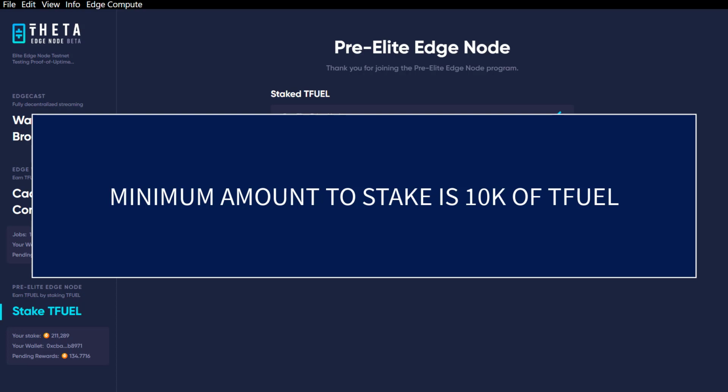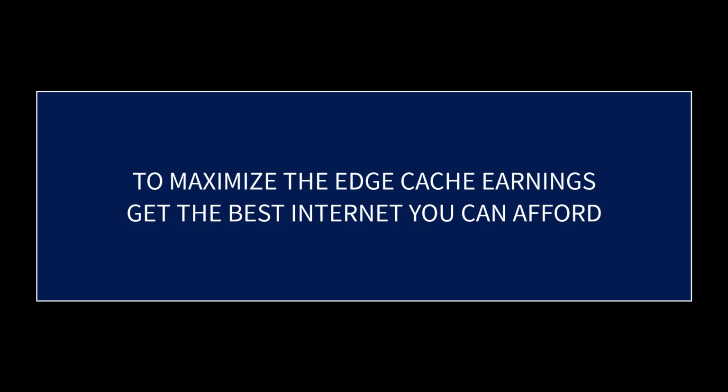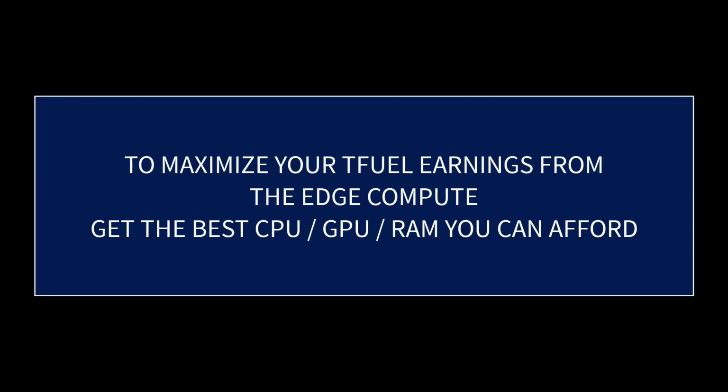So to sum it up, to maximize the earnings of the edge caching feature, you want the highest speed internet that you can get with the most capacity that you can get. To maximize your Tfuel earnings from the edge compute, you want to have the best processing power that you can get, and typically that would be making use of a good graphics card GPU. But even without a GPU, if you've got a good CPU with a lot of cores to it, that will work as well.